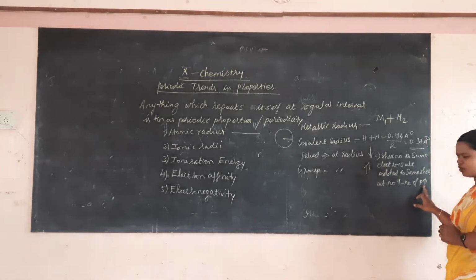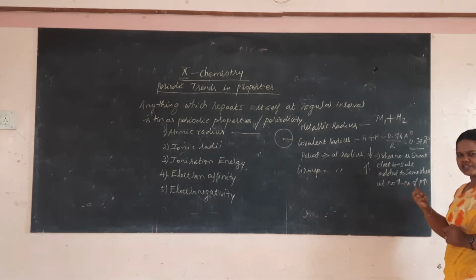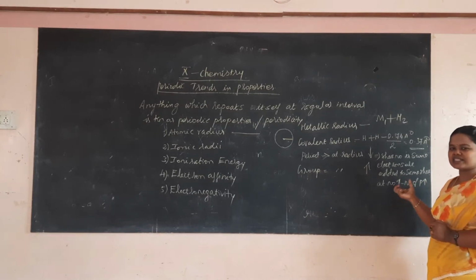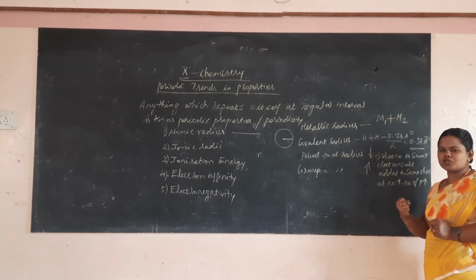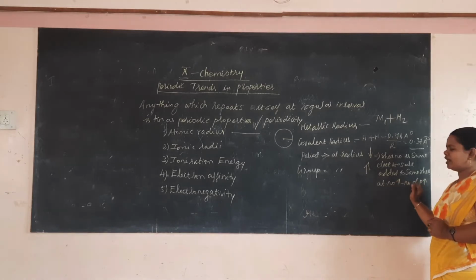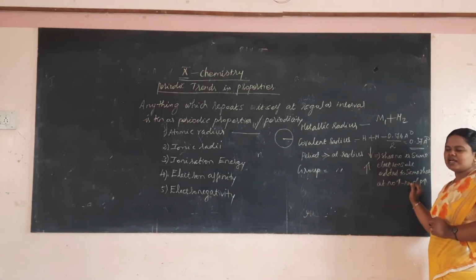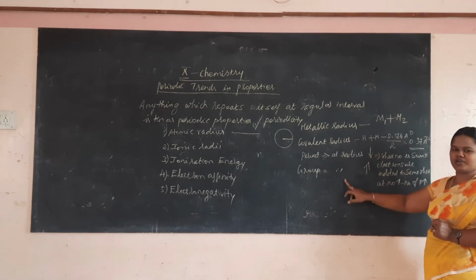So when the number of protons, positively charged, increases, it will pull the negatively charged electrons towards itself, and this causes the atom to shrink. So when the electrons are pulled towards the nucleus, the atom will shrink. When the atom shrinks, the atomic size decreases. The opposite reason, you have to write the opposite reason for this one, for group.